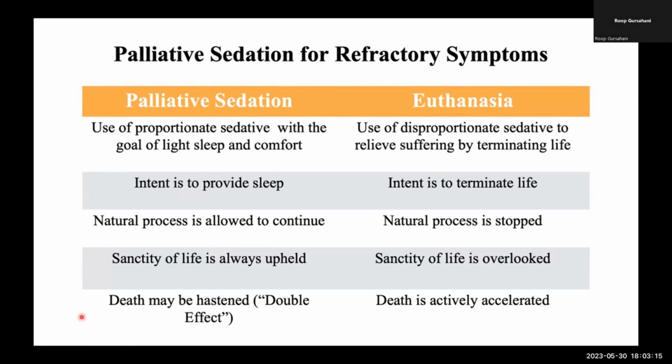In patients whose symptoms are refractory, any one of them, breathlessness, pain, and so on, you can use palliative sedation. Now, palliative sedation is the use of sedatives to provide light sleep and comfort. You're not altering the natural process, you're upholding the sanctity of life, but death may be hastened because sedation can do that. And we call this the double effect. And this is different from euthanasia, where the sedative is disproportionate with the intent to terminate life, and death is actively accelerated.